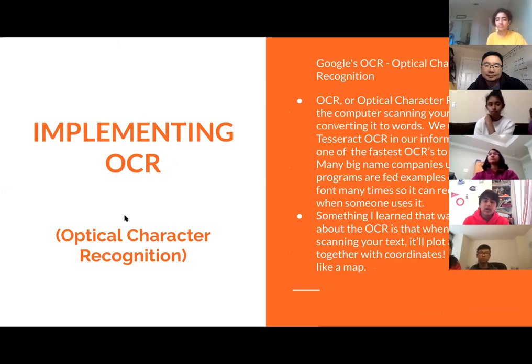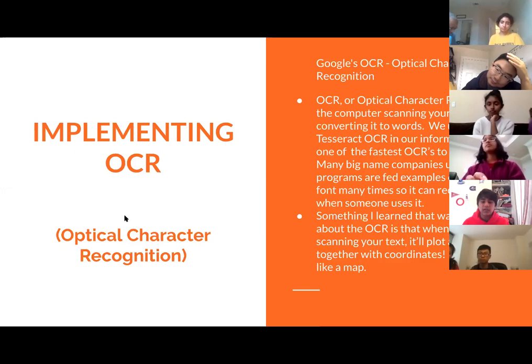It basically scans your text and converts it into words. We use the Tesseract OCR in our informant, which is made by Google. A lot of companies use it, and it's one of the fastest OCRs to this date. OCR programs are basically fed examples of text and font so many times, so that when someone uses it, the OCR can recognize it.